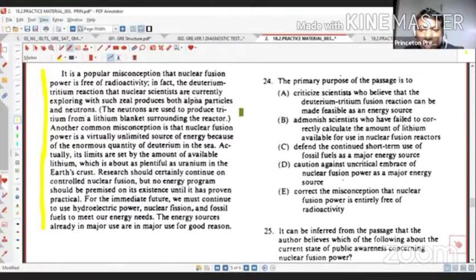So let's read it together. Which one could be the answer? The primary purpose of the passage is to... Can you read it out? Criticize scientists who believe that the deuterium-tritium fusion reaction can be made feasible as an energy source. Should it be criticized? Should it be the correct answer?